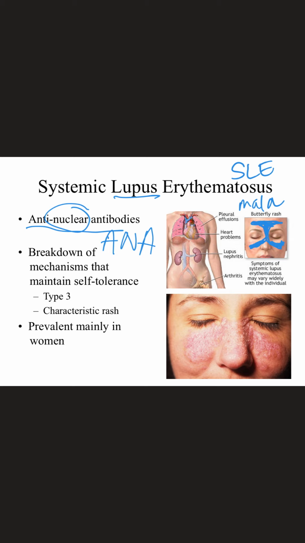So lupus comes from the Greek term lupe, which means wolf. If you like Harry Potter like I do, you might remember that Professor Lupin, he was a werewolf, and that comes from the word lupe. So lupus is also derived from lupe. So not only is this called a butterfly rash, this is also called a wolf-like rash, in that it resembles the coloring that you would see on a wolf.